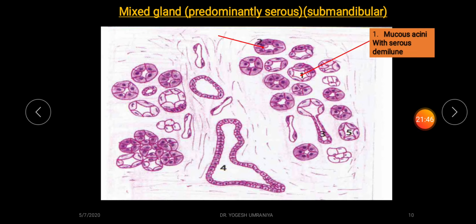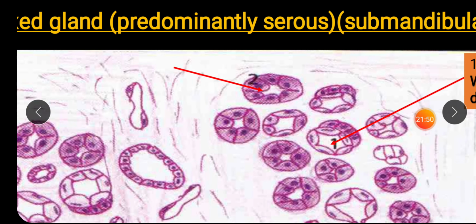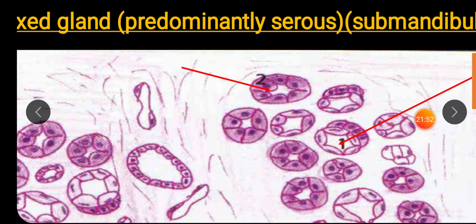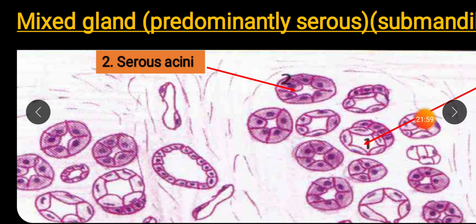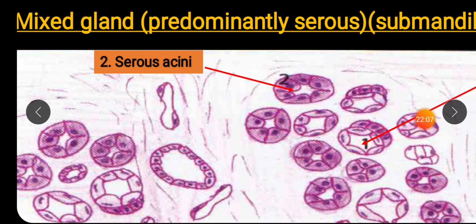Number 2, again one acini is there, but if you compare this acini with this one, you can see that the staining is differing. The staining is darker, as well as the nuclei are round as compared to this acini which is flat. So, this is serous acini.